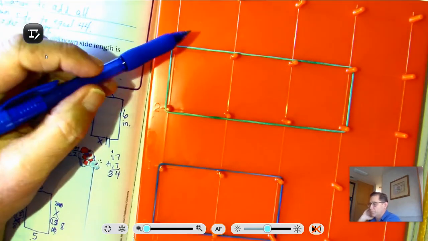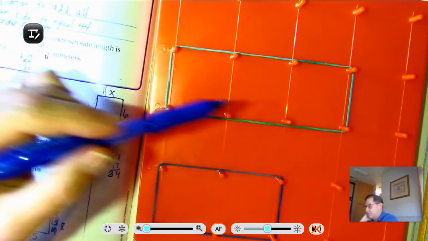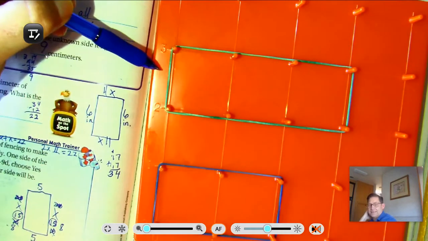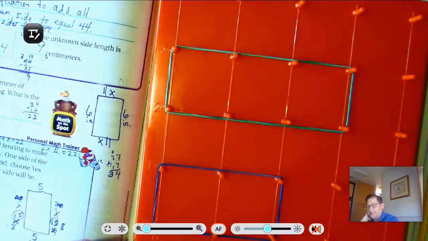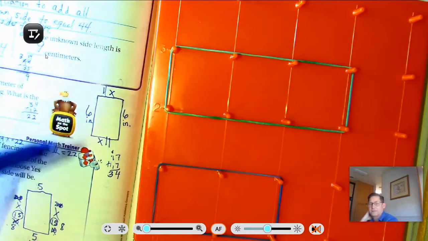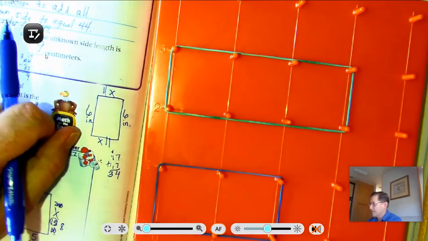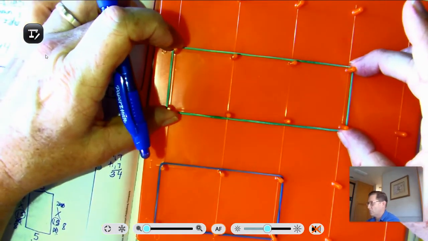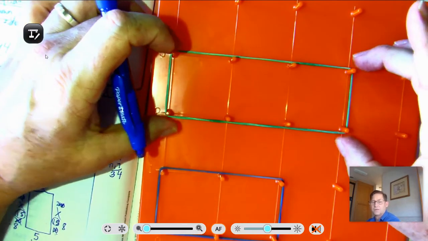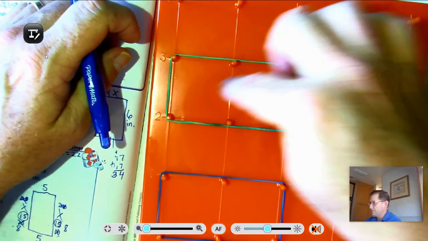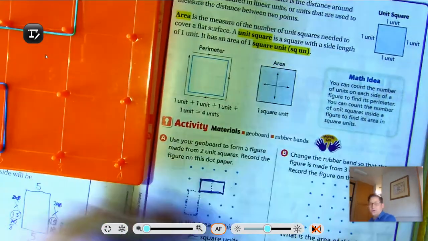So the perimeter is not 3. The perimeter would be 1, 2, 3, 4, 5, 6, 7, 8, because we'd add up all the sides. The area, though, is just how many squares fill the flat surface. So my flat surface is outlined by the rubber band. So how many square units cover the inside of that rubber band? 1, 2, 3. So what is the area?